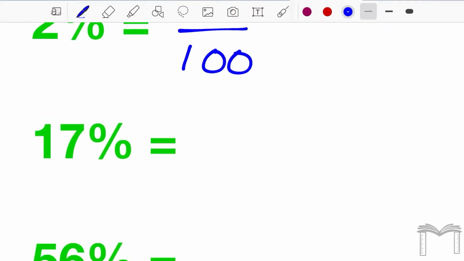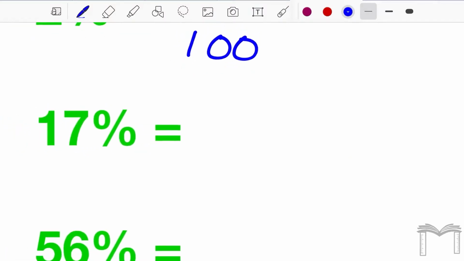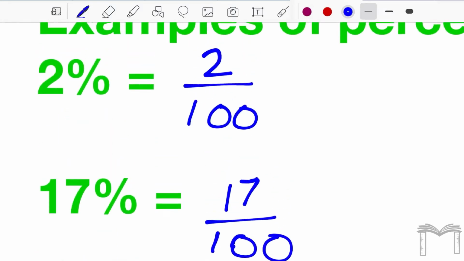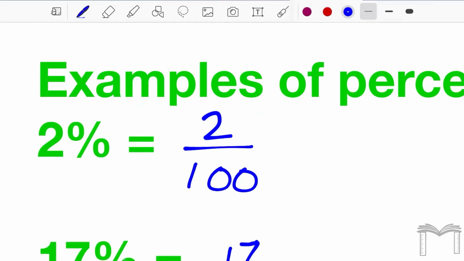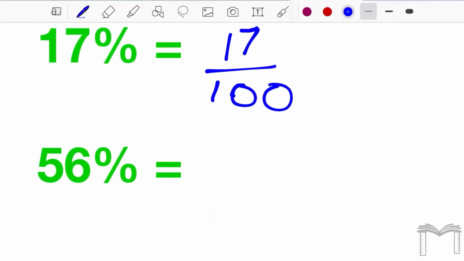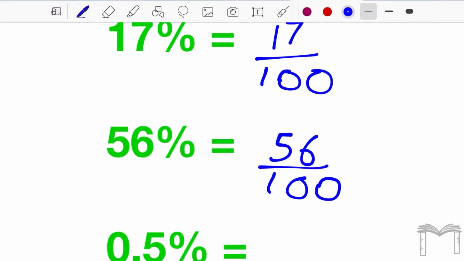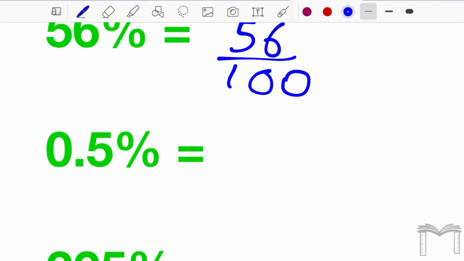17%, that's 17 over 100. Now we can reduce 2%, but they didn't ask us to. In the next exercise, we will reduce the fractions. 56%. That can be expressed as 56 over 100. 0.5% is 0.5 over 100.